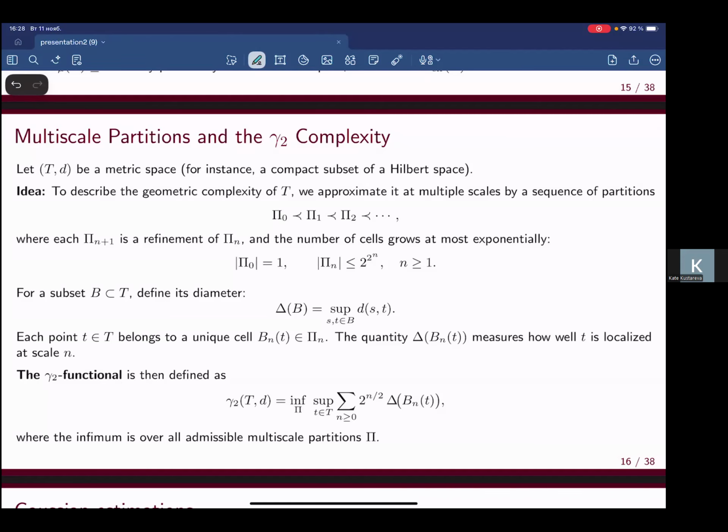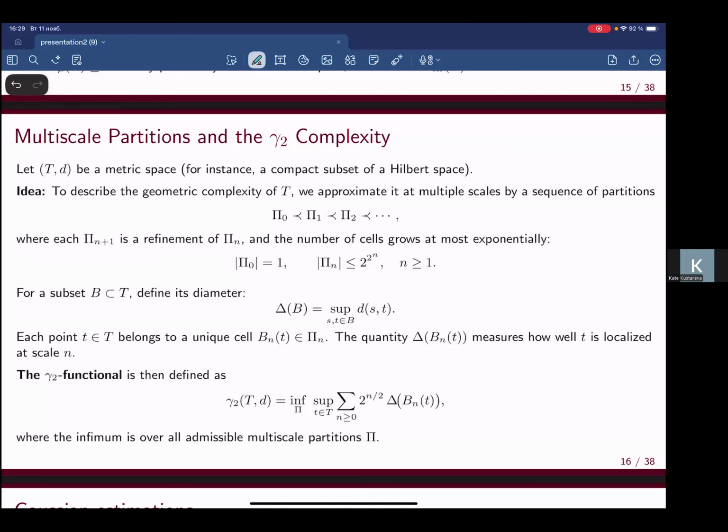And then we combine all these scales into a single functional, gamma. Gamma 2 equals the infimum over all admissible partitions of the supremum over all points t of the sum over n of 2 to the n over 2 times the diameter of Bn(t). Intuitively, this weighted sum reflects a hierarchical approximation. At small n, we capture global structure, and as n increases, we measure finer local details.